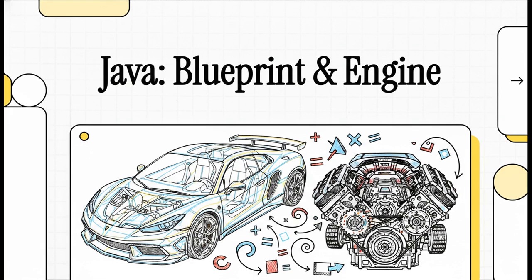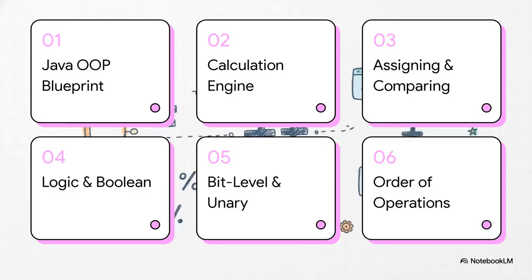So today in this explainer, we're taking a journey straight into the mechanical heart of this language, focusing specifically on exactly how Java operators perform calculations, manipulate data, and actually drive the logic of our applications. Okay, let's dive into our roadmap for today. We'll start with the Java OOP blueprint, then move down into the calculation engine, look at assigning and comparing values, unpack logic and Boolean operators, zoom into bit level and unary mechanics, and finish up with the order of operations.